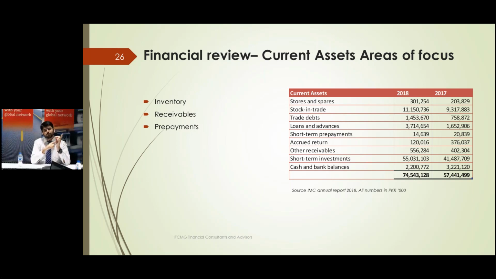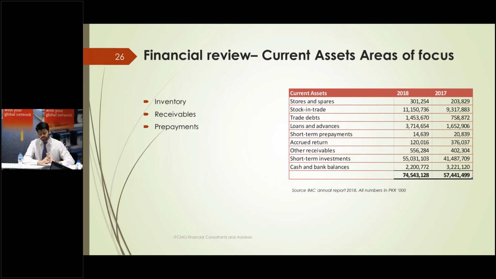And we talked about their business model of taking advances from customers, and you can see that 55 billion is in short-term investments, which was reflected in the other income. Now the stock and trade comes in at the cost of sales, inflating gross profit, and the short-term investments impact the other income. So out of 74 billion, we have 55 and 11, 66 billion tied up in these two assets.